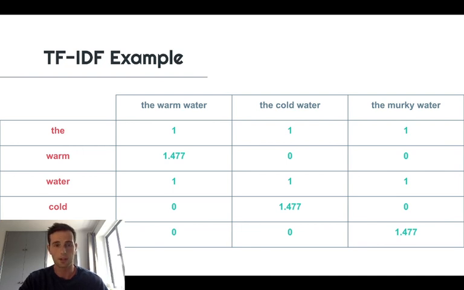The issue is if I don't do some sort of smoothing where I add 1 to the formula afterwards, then actually I get zeros for the and water as well, which isn't hugely helpful if I want to understand whether my document is potentially about water, right? Because that's still pretty relevant to it. It's just not as relevant as the word warm.